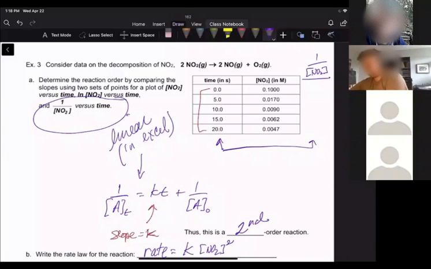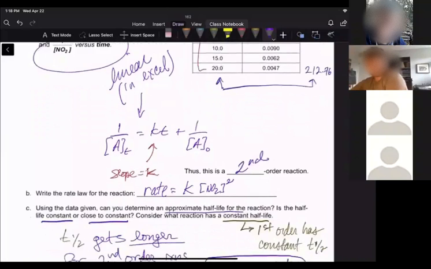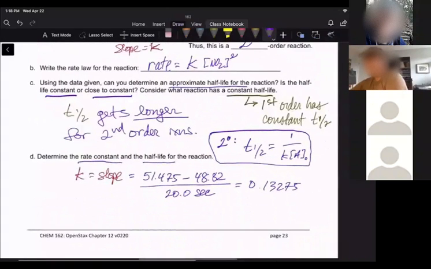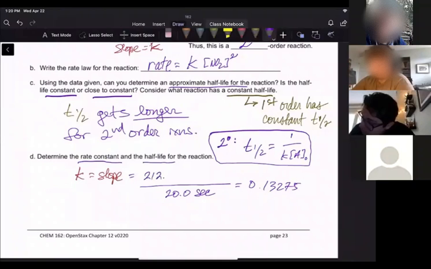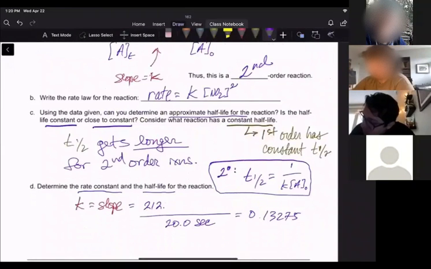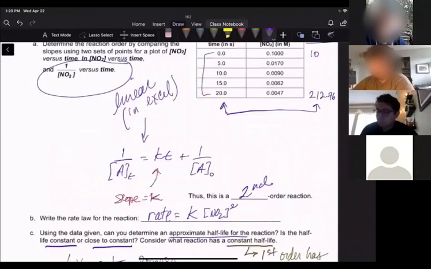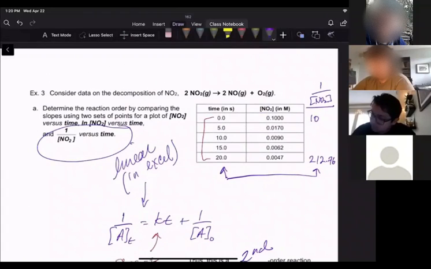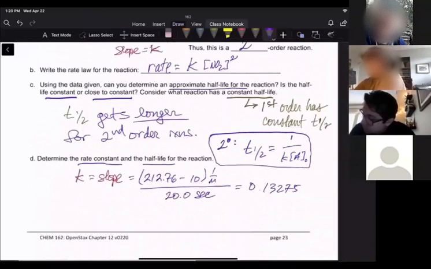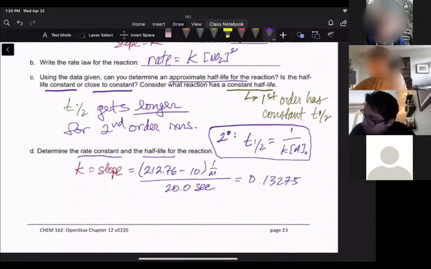Oh, well, this is 10, 1 over 0.1. Oh, and this is 212.76. Okay, cool. I jotted down some values, and they were not clearly marked. 212.76 minus 10. Because up here, our initial, I was taking the difference in the 2 points. Just the rise over run for that slope. And then what did I get? I got 10.1 for my constant.